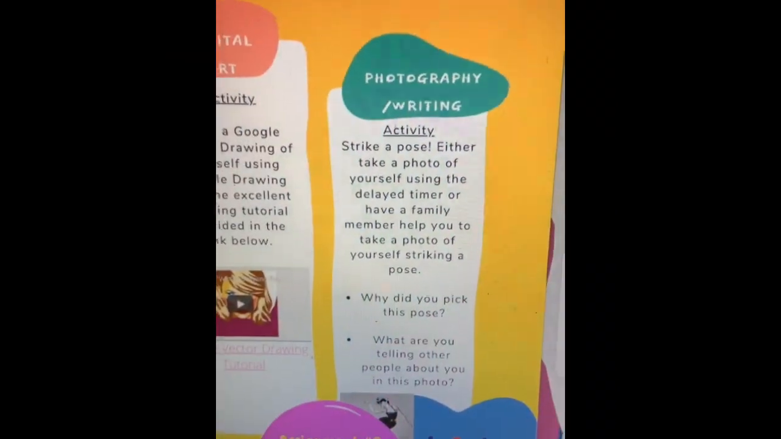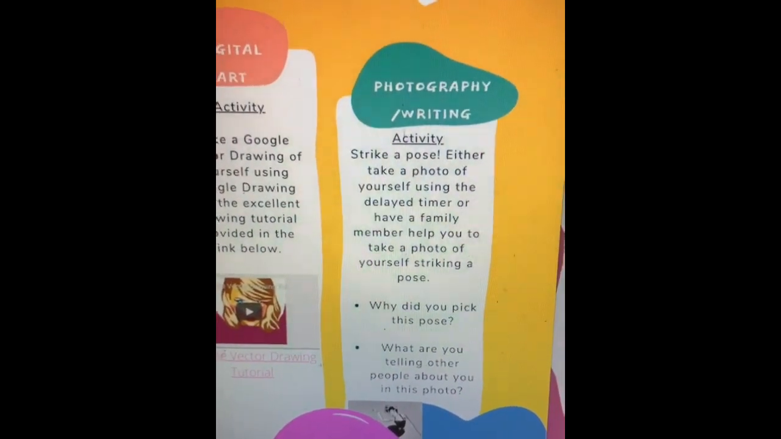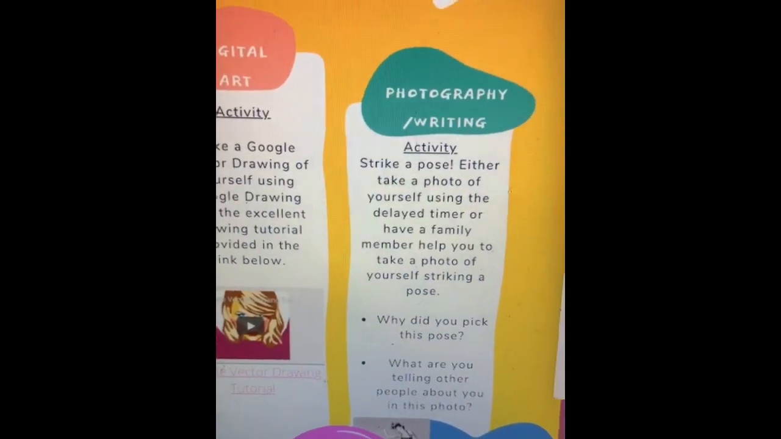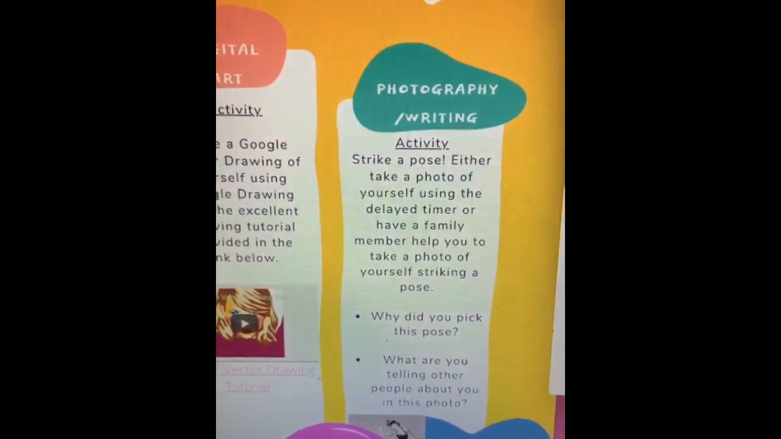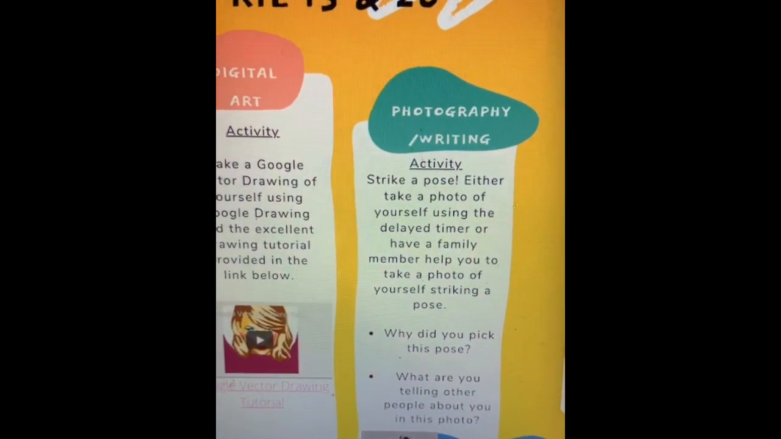The final option, number 5, is a photography and writing activity. It involves taking a photo of yourself and answering just 2 simple questions for me. You can use the delayed timer on your phone or ask a reliable family member to help you.